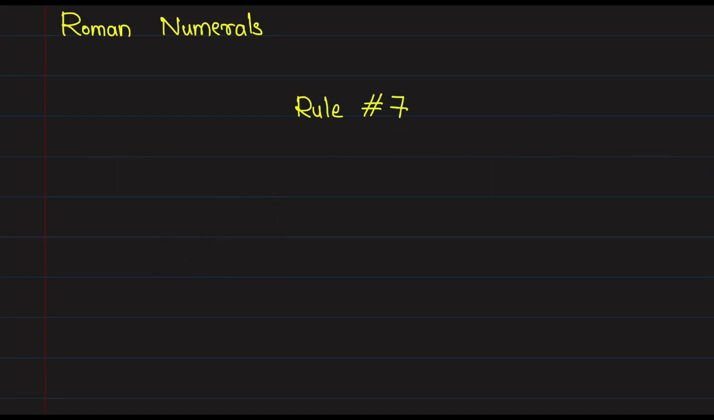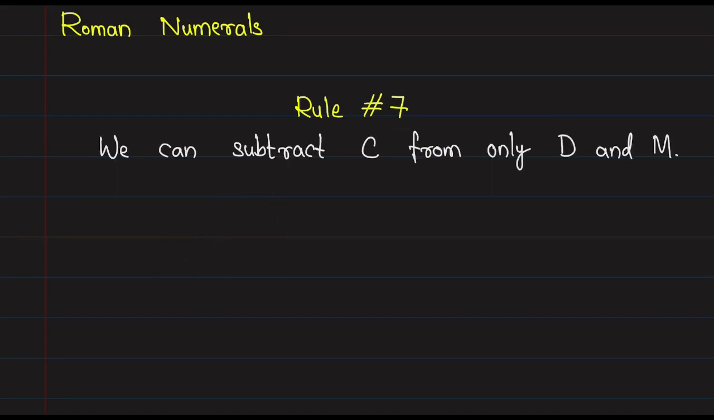Rule number 7. We can subtract C from only D and M. For example, we want to write 400, we can write CD. Why? Because 100 can be subtracted from 500, that is, C can be subtracted from D. And if we want to write 900, we can write CM. C can be subtracted from M. C cannot be subtracted from any other letter, only from D and M.